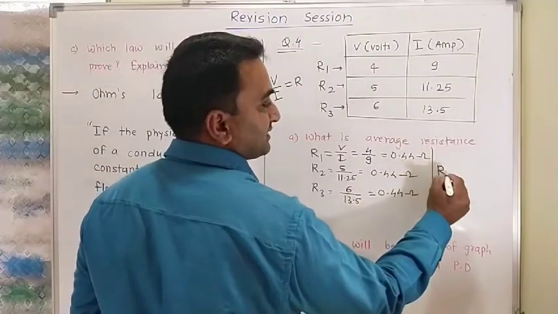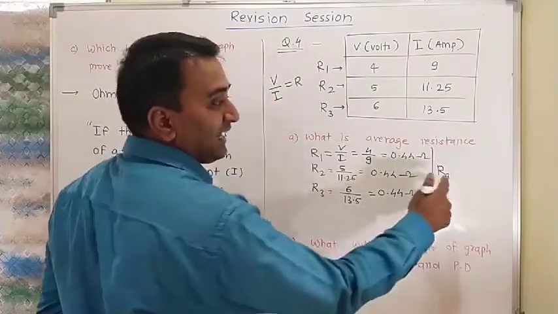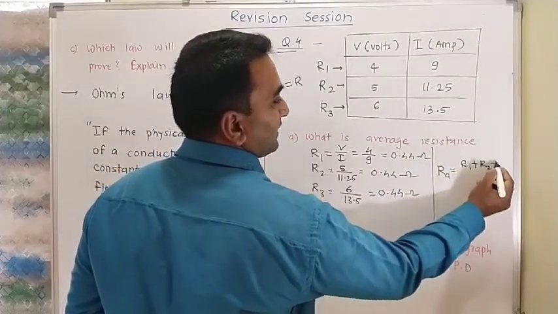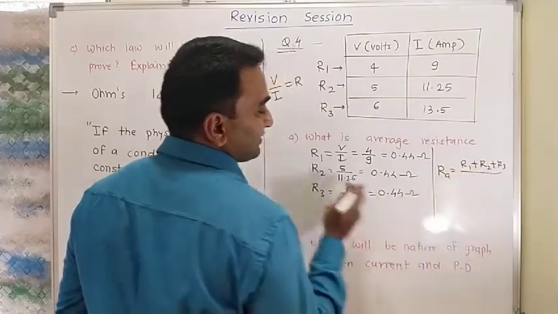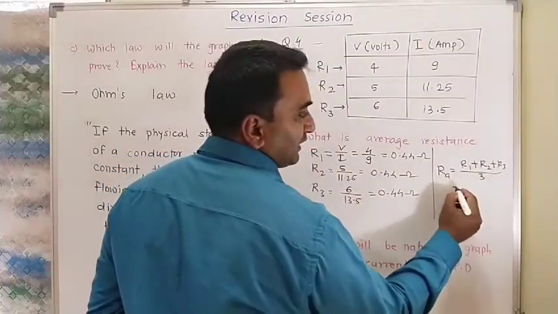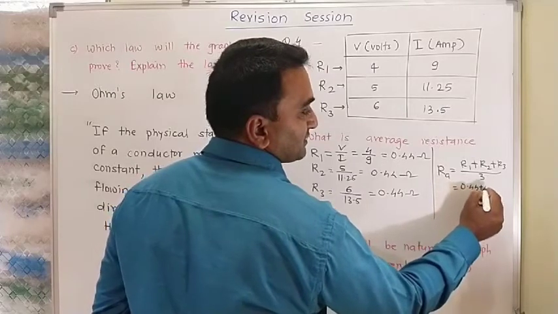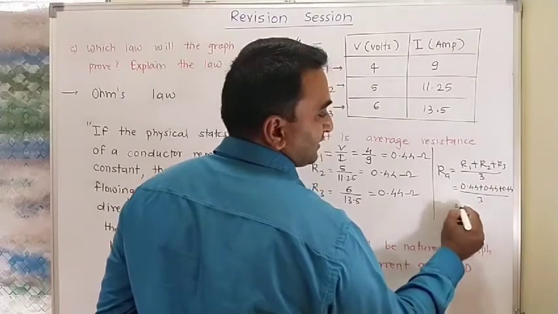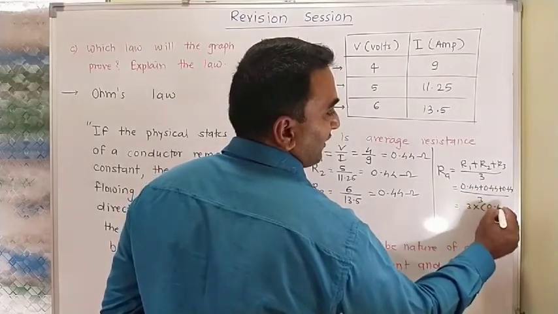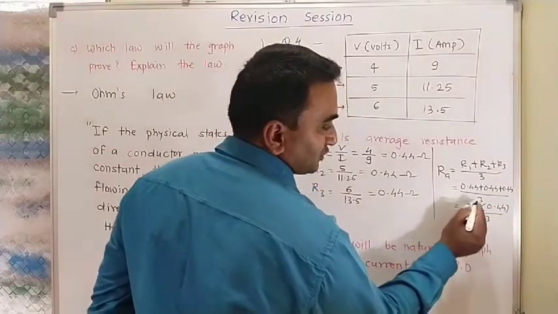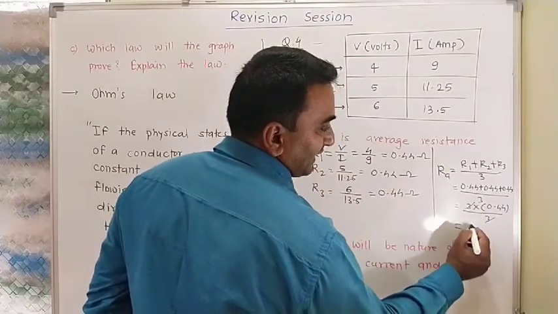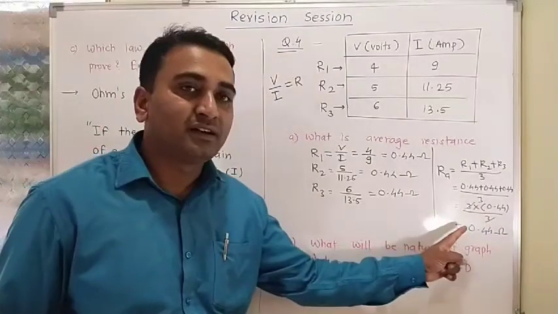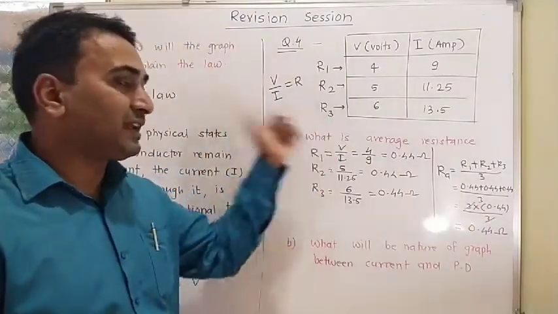So average resistance I am writing RA, that is equal to R1 plus R2 plus R3 divided by 3, as it is an average, addition of 3, division by 3. So 0.44 plus 0.44 plus 0.44 divided by 3. So that is 3 into 0.44 divided by 3. So 3 gets cancelled and we are getting 0.44 ohm. So that is the average resistance we are getting of this experiment.